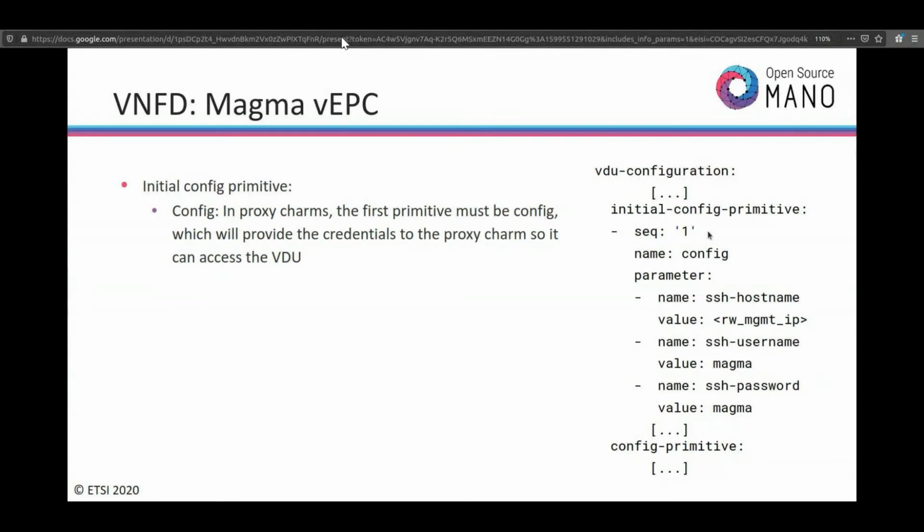With that, we are provoking OSM to inject the public key to the VM, so that you don't need to specify the password, and you can log in or SSH into the machine using keys instead of the password. So yeah, basically that's it. And this is the first configuration primitive that has to be created for all proxy charms.